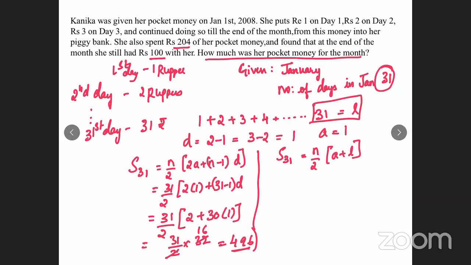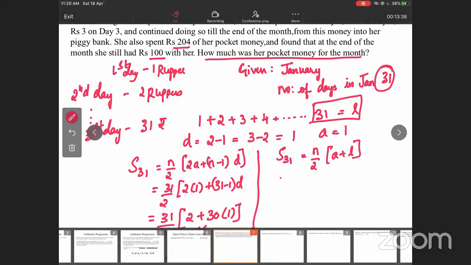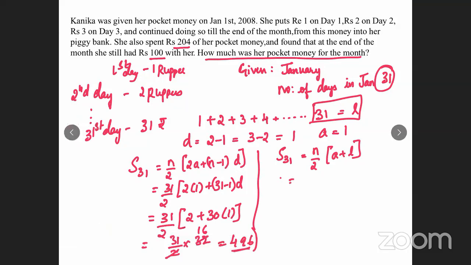Now, if we apply the other formula, S31 is equal to n upon 2 into (a plus l), what will we get? The same thing. That is 31 upon 2 into (a is 1, l is 31), which is 31 upon 2 into 32, that is 16 times 31, which sums up to 496. I hope everybody understood this.